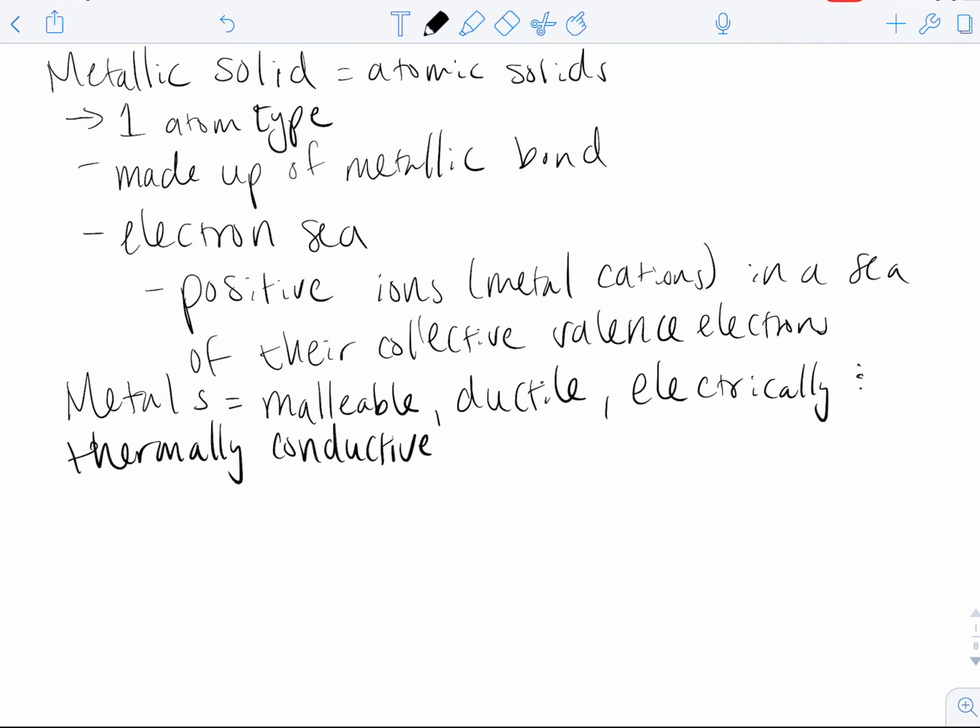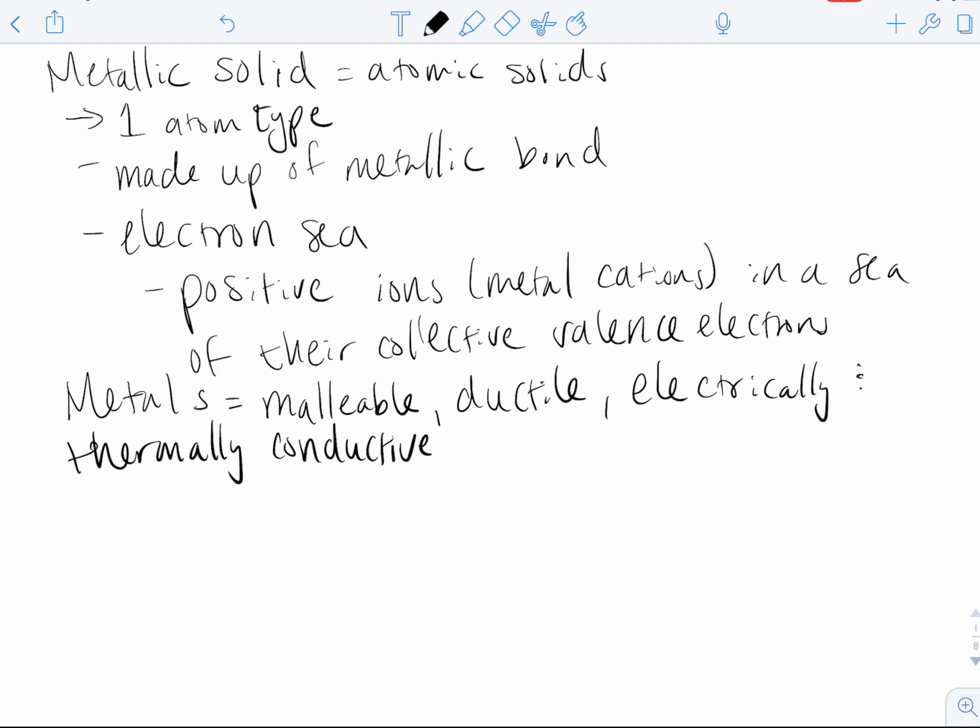And they're going to have variable melting points based on how many electrons are sharing. So it's going to be anywhere from the melting point of mercury, which is negative 38.8 degrees Celsius, to the melting point of tungsten at 3,422 degrees Celsius. So a very, very large range of melting points.